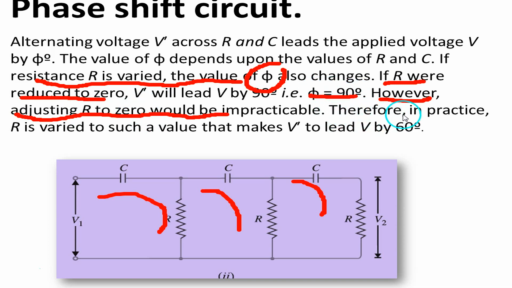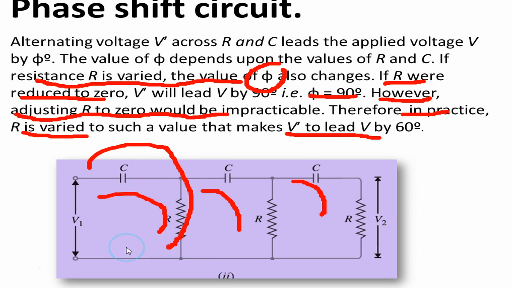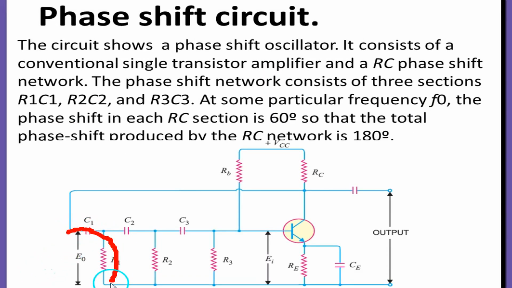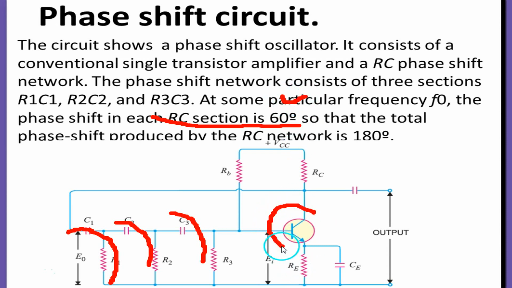So in practice, our R and C values are such that the phase shift by one CR element is 60 degrees. Here there are three CR elements, 1, 2, 3, and each CR section gives a phase shift of 60 degrees. The transistor itself gives a phase shift of 180 degrees. 180 degrees by the transistor, 180 degrees by the three RC elements, the total becomes 360.